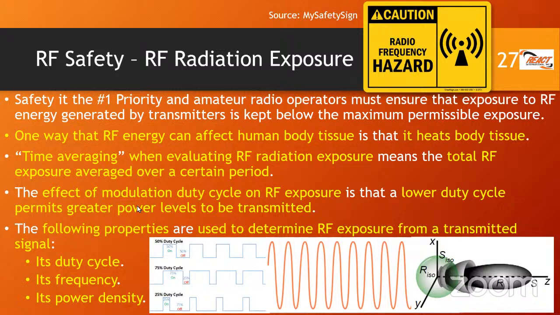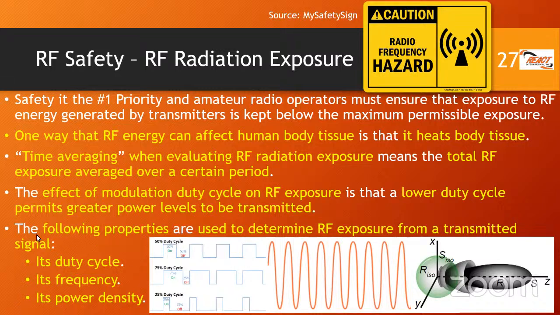And that's what this bullet point is saying here, the effect of modulation duty cycle on RF exposure, so that's the modulating duty cycle, is that a lower duty cycle permits greater power levels to be transmitted. So if I'm using a lower duty cycle, I could run higher power as a ham radio operator.